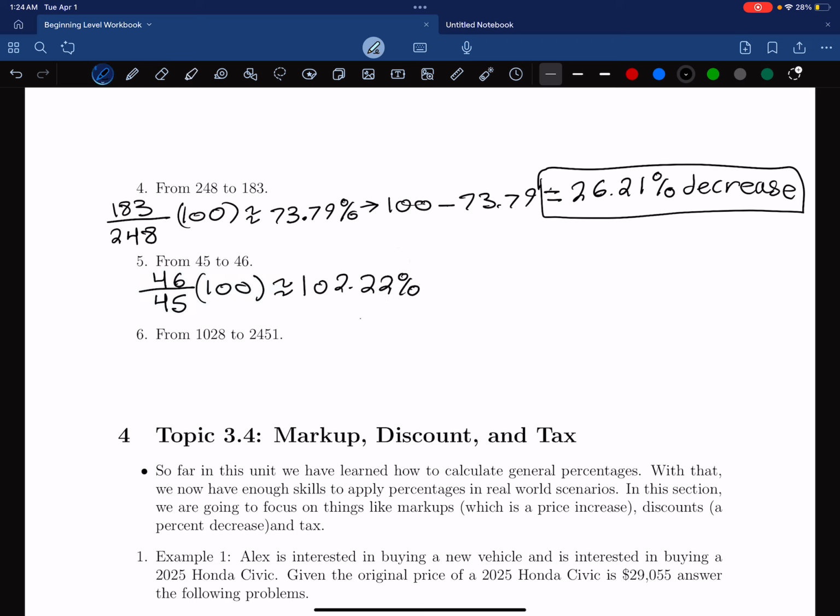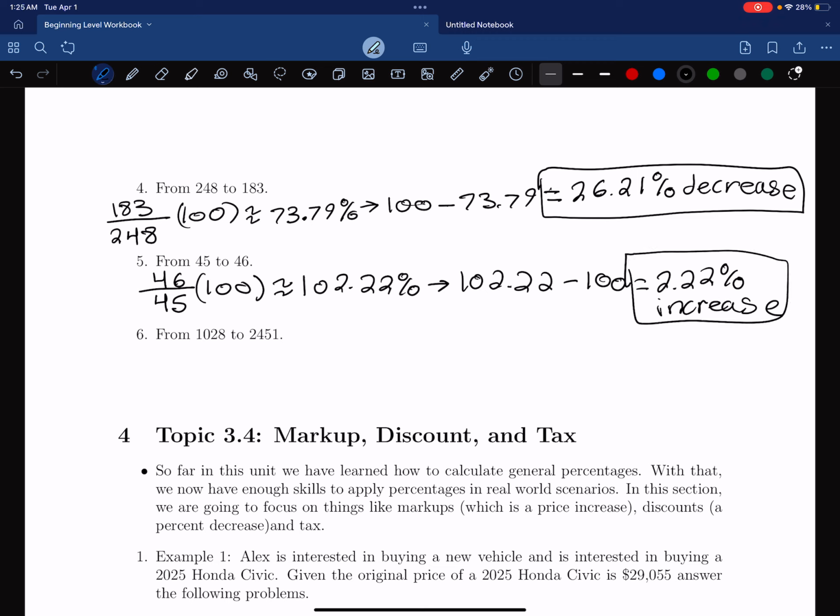Now, because this value is over 100, we know we have a percentage increase. So we're going to take this value, 102.22, and subtract it by 100. And we are going to get 2.22%. And as we said before, this is an increase.